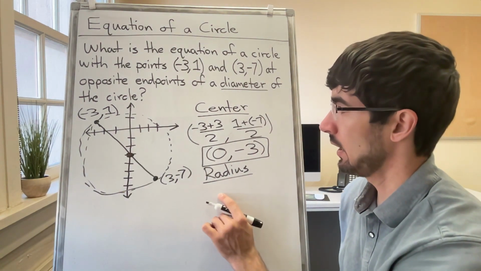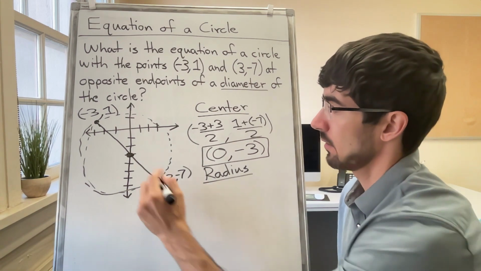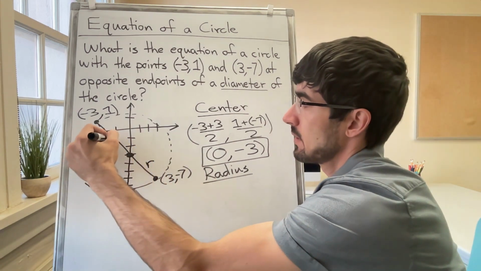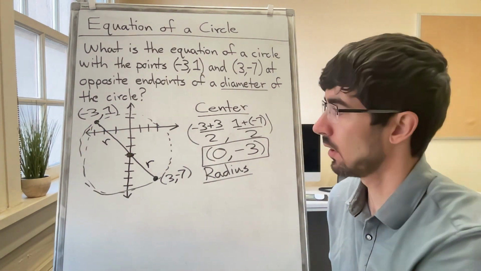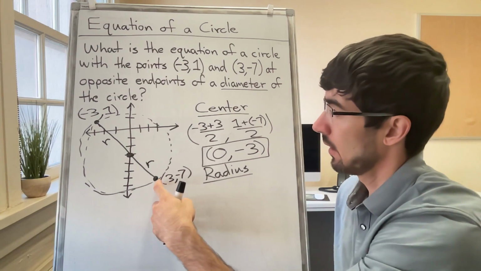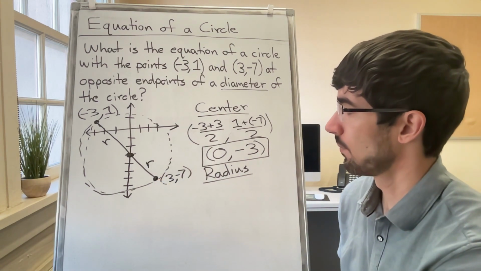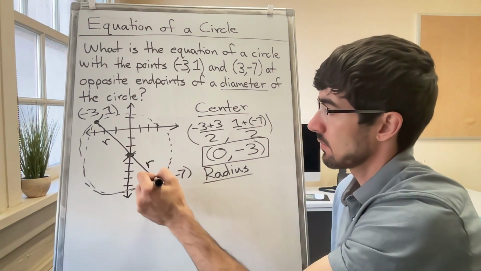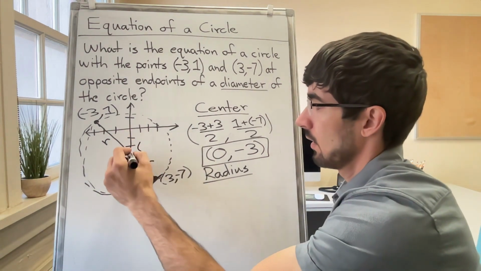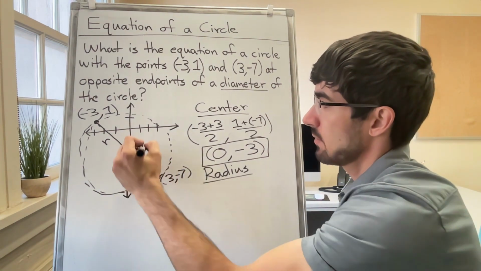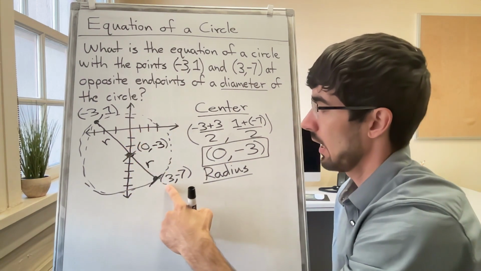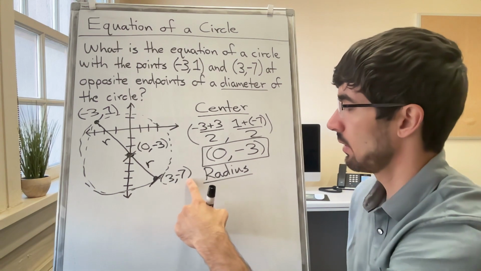Now we need the radius of the circle. What's the radius? Well, the radius is this distance, right? Or you could say it's this distance. You can choose either one. It's the distance from the center to a point on the circle. How do we find this distance? Well, let's use the distance formula. So let's say that I am finding the radius with these points. The midpoint is (0, -3), and the outer point here is (3, -7).